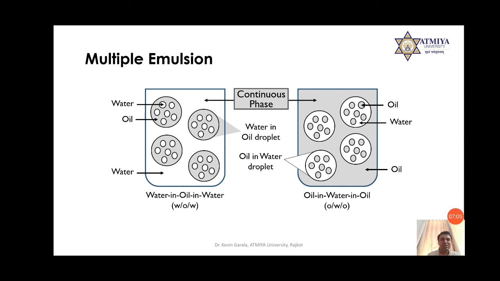Now what is the reason why we need to prepare the multiple emulsion? There are several reasons. First, we need to control the release. We need to deliver drugs which are sensitive to light. We also need to add two or more drugs simultaneously which are incompatible with each other.